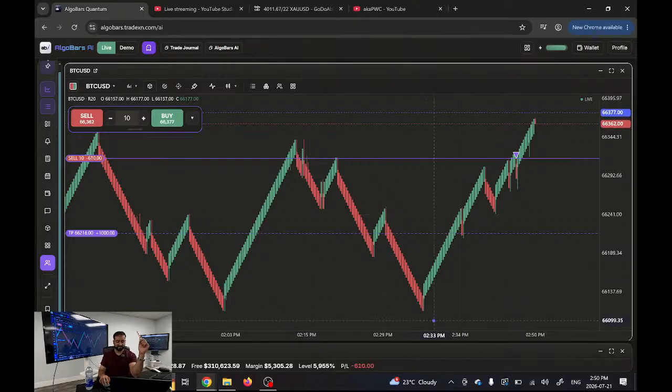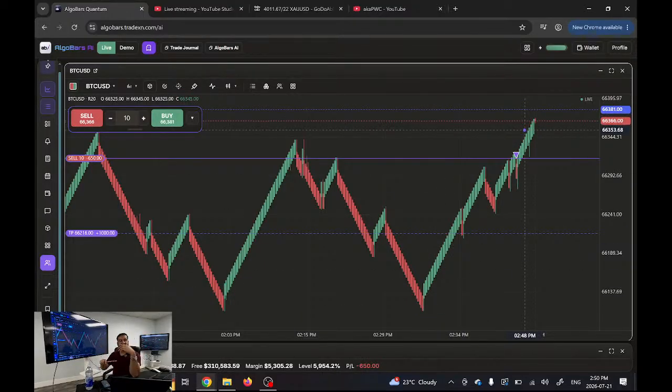Now, we can see I entered my trade here. It is going against us a little bit, and that's okay, because what you need to understand is there's no such thing as a 100% win ratio.